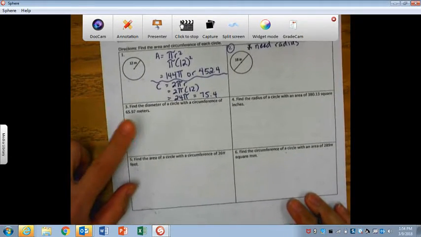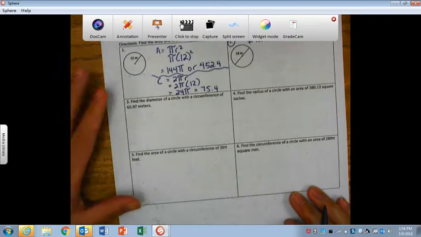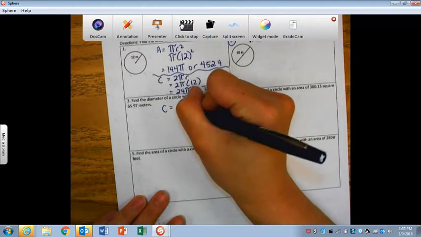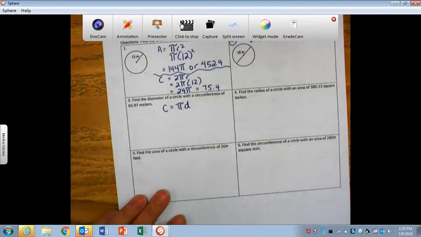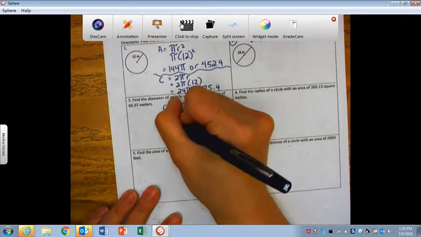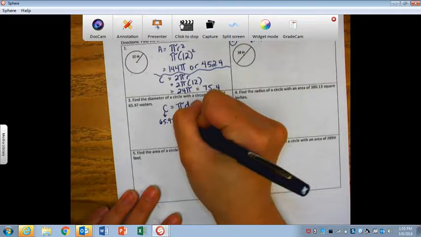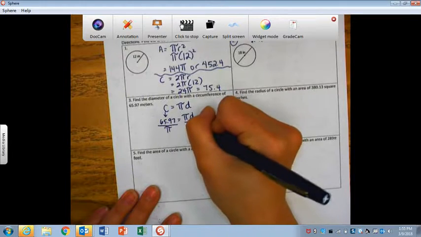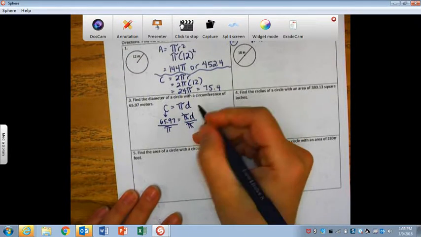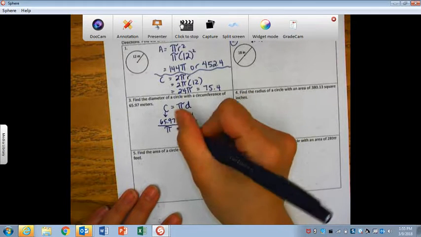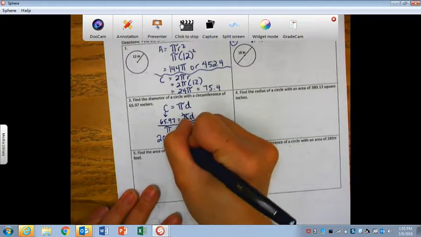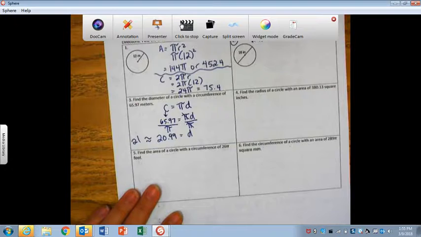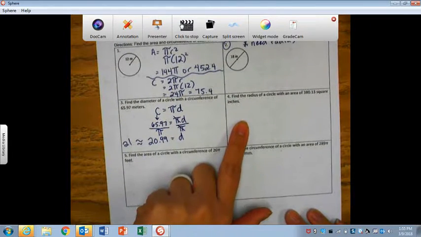Now, let's do number 3. Find the diameter of a circle with a circumference of 65.97. We're working in terms of diameter, so let's use this formula. Circumference equals pi times diameter. The circumference was 65.97. Pi doesn't change, and we're looking for D. So you have to divide both sides by pi to isolate the diameter. So the diameter is going to be 20.99, so it's approximately 21.